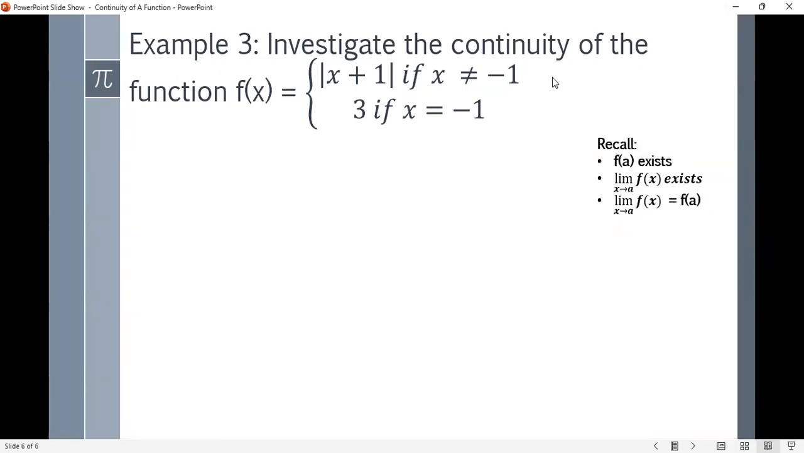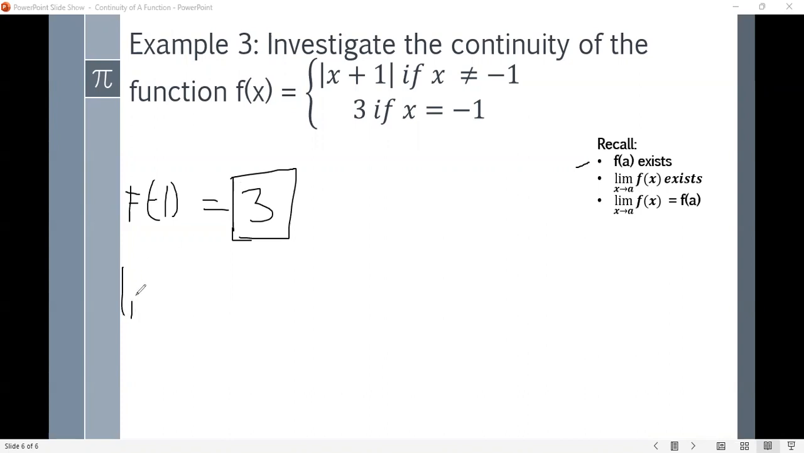So, first, recall lang ulit natin. So, first sa ating checklist, f of a exists. Since ang gagamitin ko ay f of negative 1, so therefore, it is equals to 3. So ito na po agad yung ating answer. Okay po. Kasi ginamit ko, di ba, negative 1. So, x is equals to negative 1. Gagamitin ko si absolute value of x plus 1 kung hindi po exactly negative 1 yung ating gagamitin.